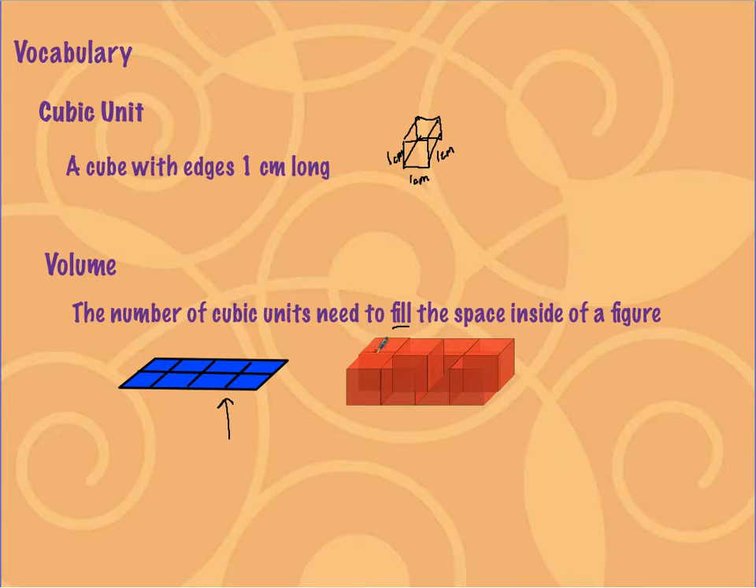Say, okay, well, I can fit these many, so if I have a 2x4 area, and then now all of a sudden I go up 1, I have a volume of 8. I can fit 8 cubic units in this figure. Right, so volume is when we're filling something.